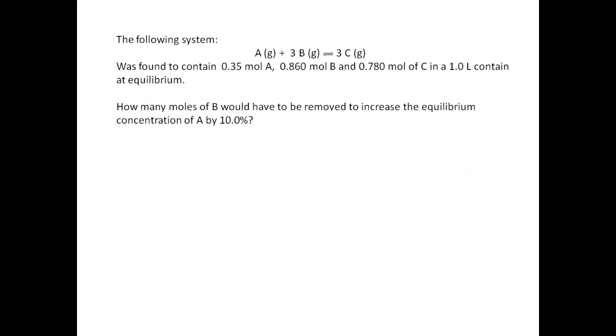Okay, so in this example, we have a 1 liter container. At equilibrium, we have these concentrations of A, B, and C. And we want to increase the concentration of A by 10%. But in this case, we're going to remove B. So I'm going to pause the video. I'm going to insert a pause. And what you can do is you can determine your equilibrium expression and look at setting up your ice table.